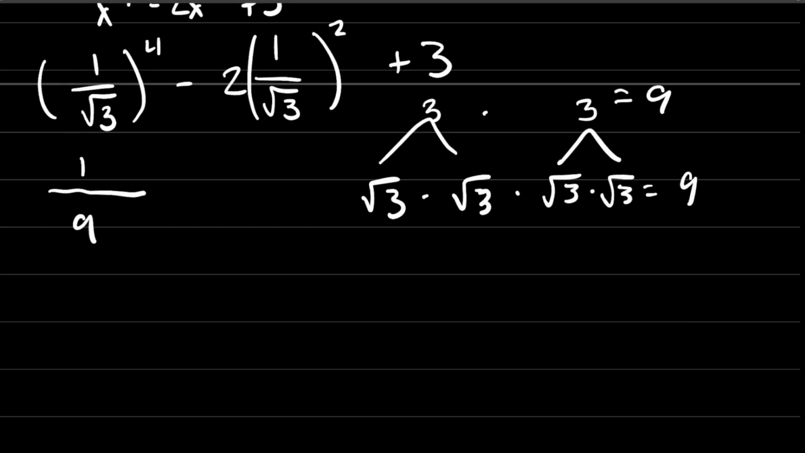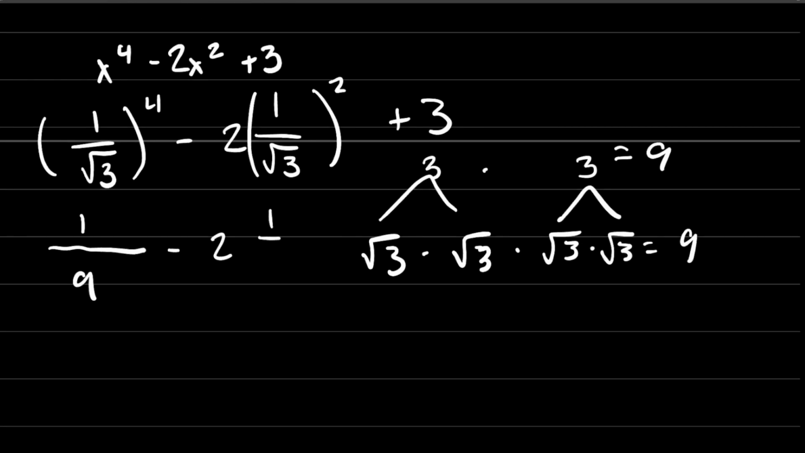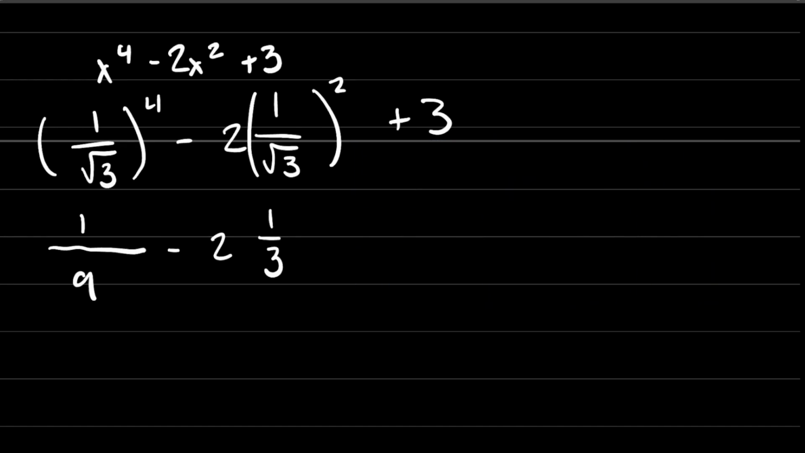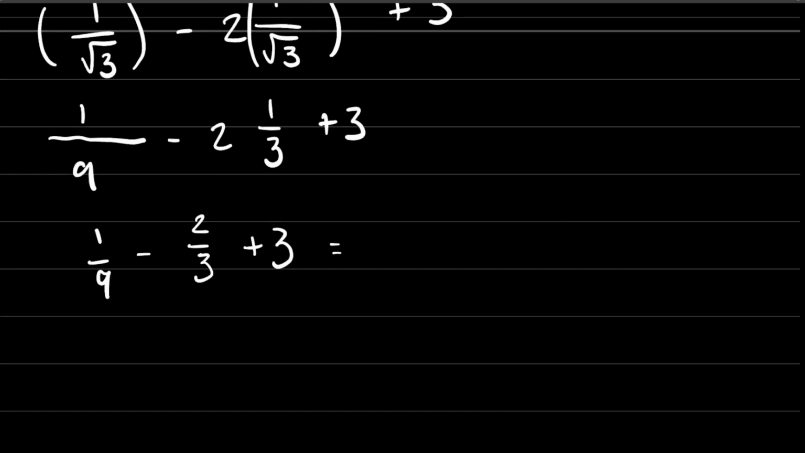So we have 1 over 9 minus 2 times 1 over 3, plus 3, which gives us 1/9 minus 2/3 plus 3, which, if you multiply this out and find your common denominators, gives us 22 over 9.